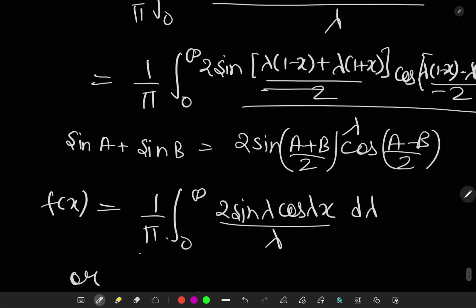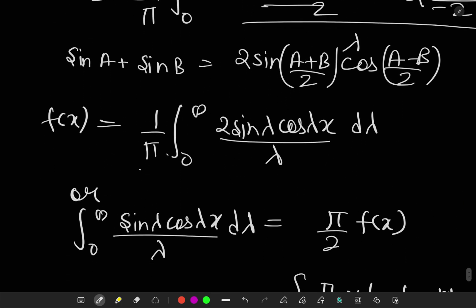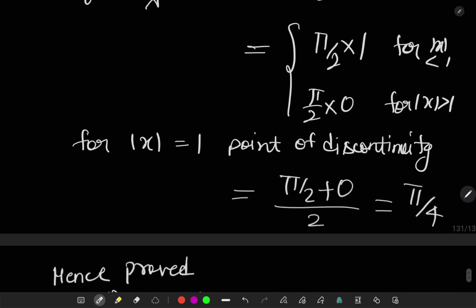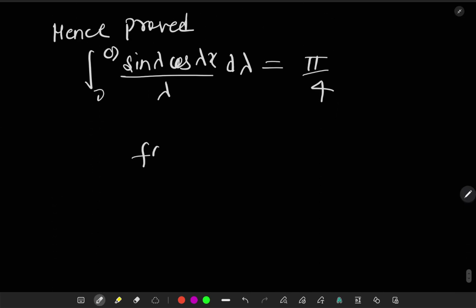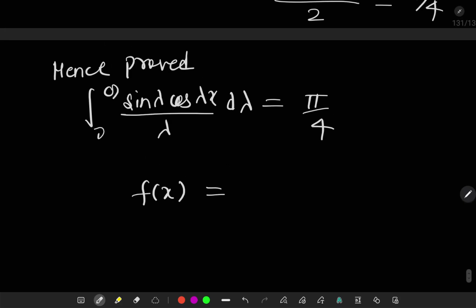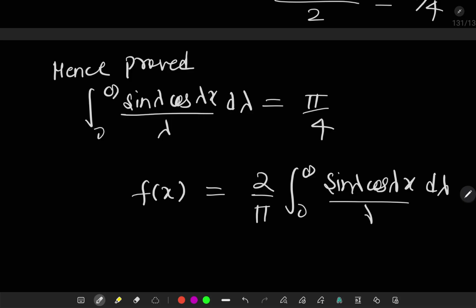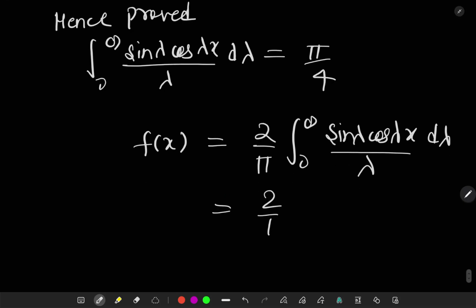Or if we put this value, we get f(x) is equal to 2/π integral 0 to infinity of sin λ cos λx dλ divided by λ, and this becomes 1/2.